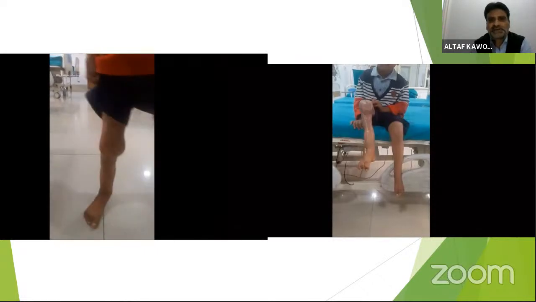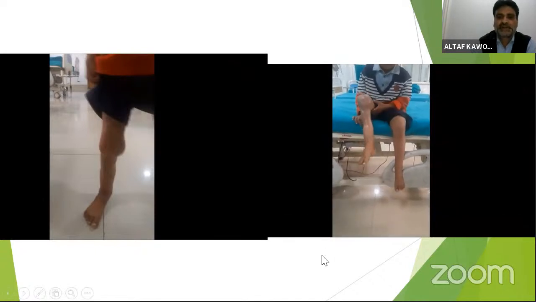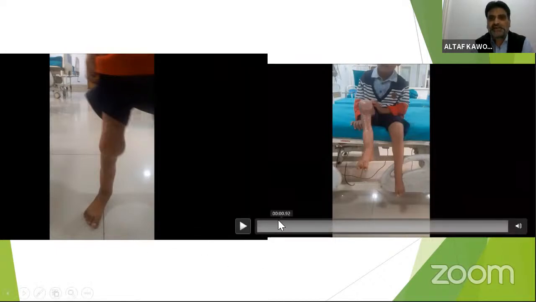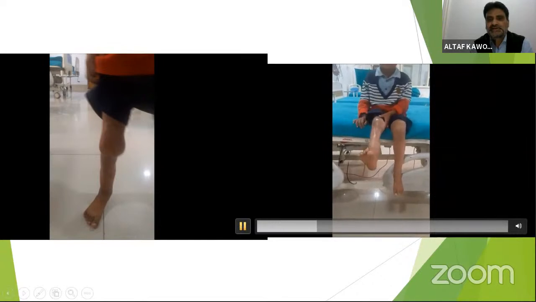So my initial concern was to get a straighter limb so that the patient is ambulatory, and I would expect any kind of motion as a bonus. He was able to flex up to 90 degrees.